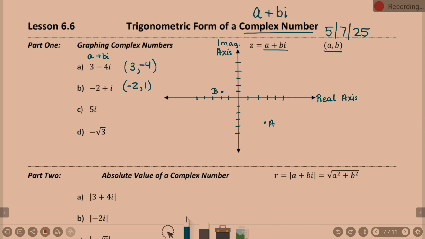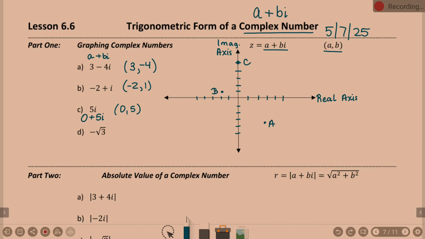Okay. What about C? 5i. What'd you say? 0, 5? Because if I have to rewrite this, 5i is the same as saying 0 plus 5i, right? If we're putting it into that a plus bi form. So yes, this is the ordered pair 0, 5. Where is 0, 5? Left or right 0 and up 5? That's what I'm going to call point C.